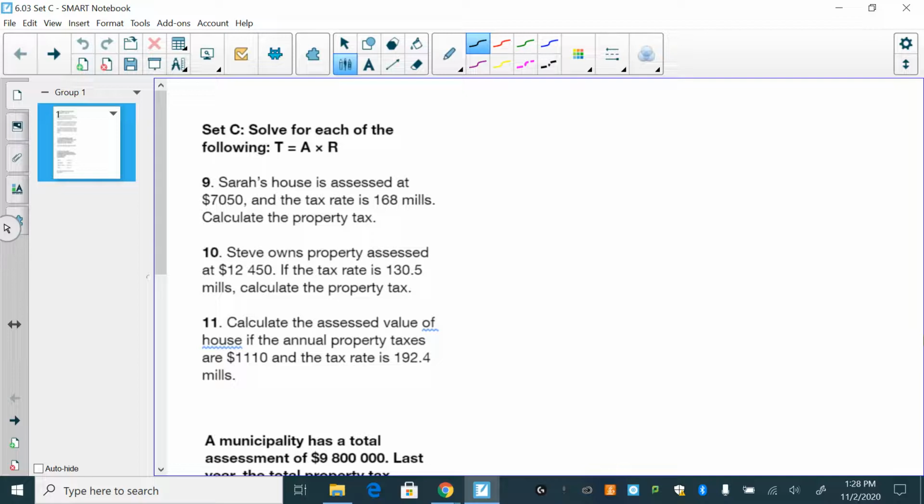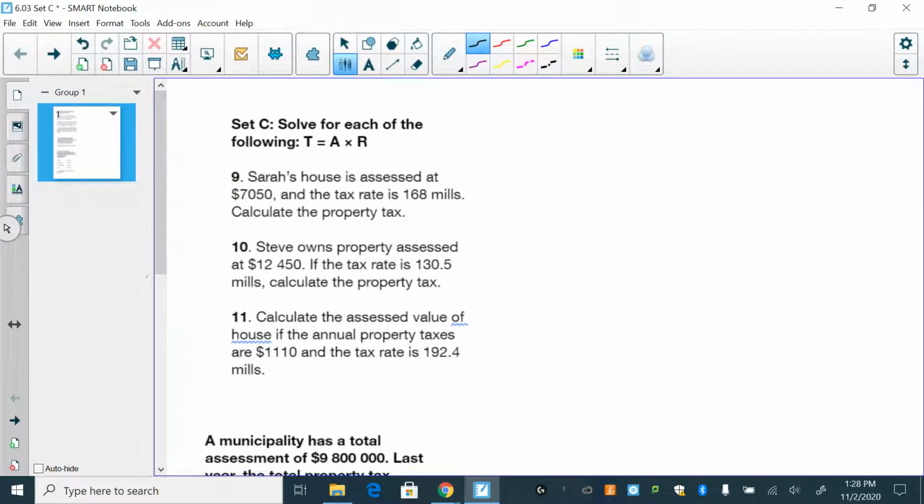Okay, so for set C, we're actually going to solve for either the tax, the T, the A, or the R. So we're still using this formula: T equals A times R. Now remember, R is your mill rate out of 1,000.